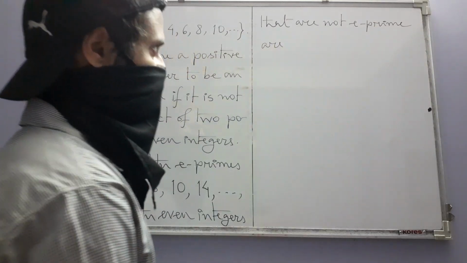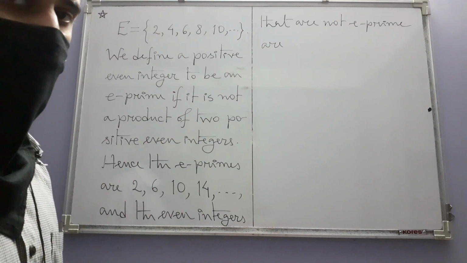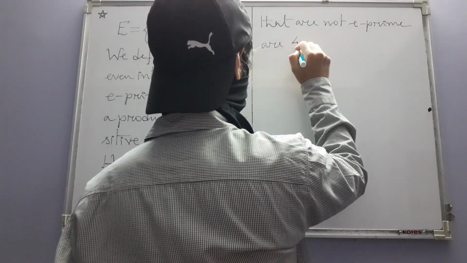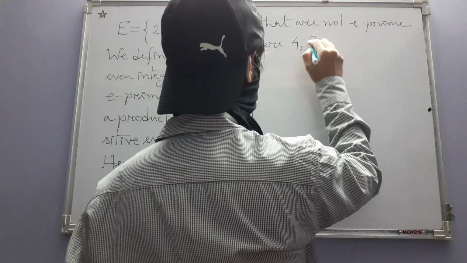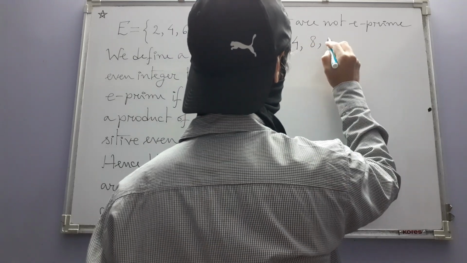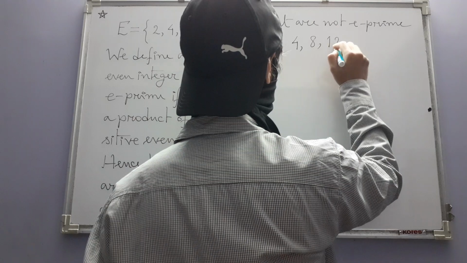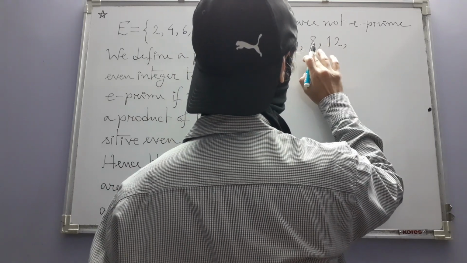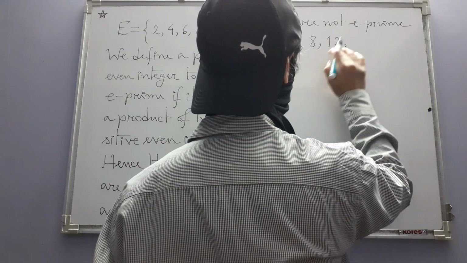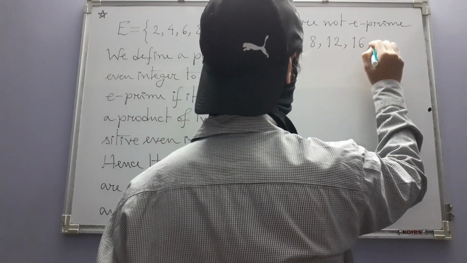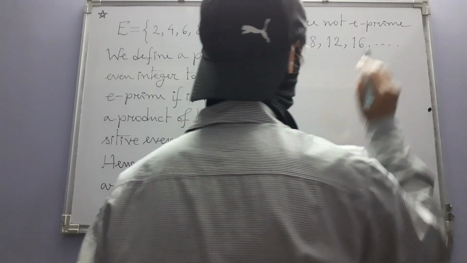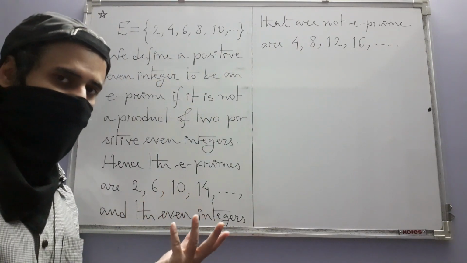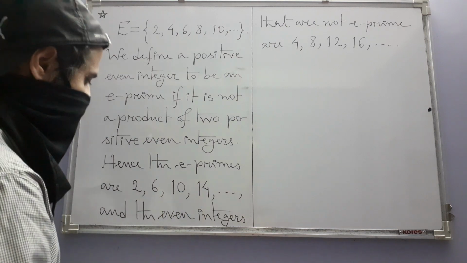If you want, you can call such integers E composite. 4, 8, 12, 16, and so on. You can see what we have done here to recognize the E primes.